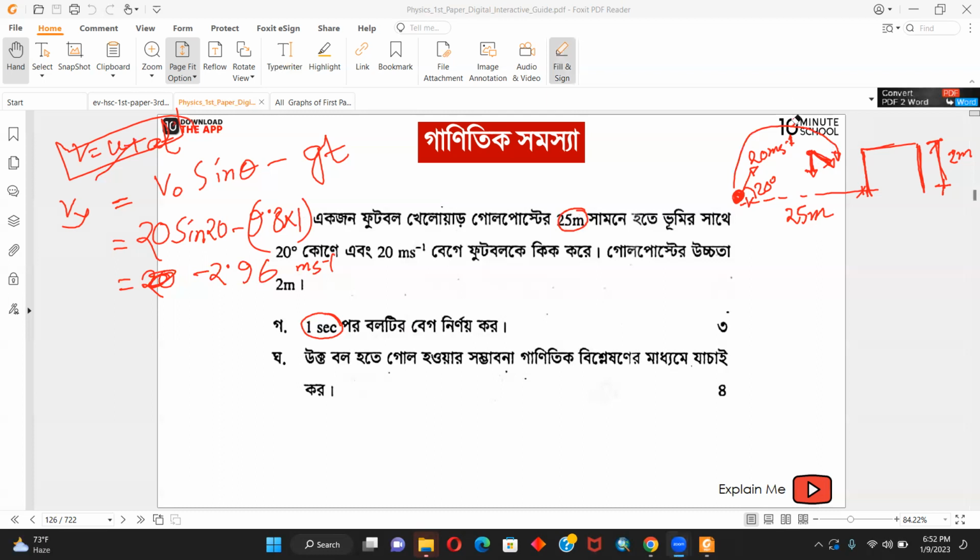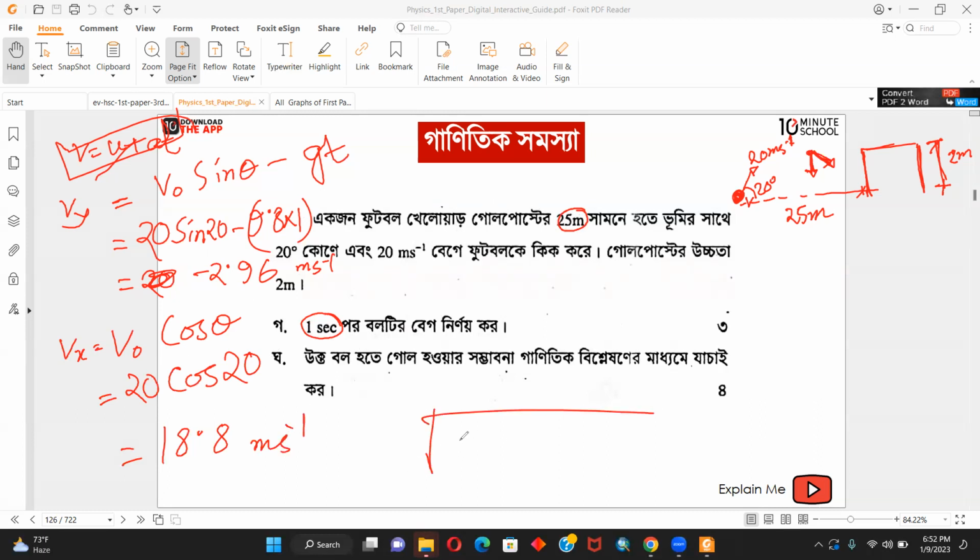Yes. Now for vx, it will be v0 cos theta, which is obviously all the time the same. It is thrown at 20 meters per second, so 20 cos 20, which will equal 18.8 meters per second.